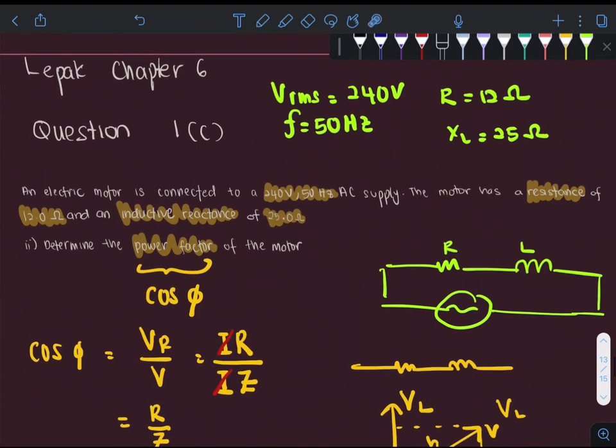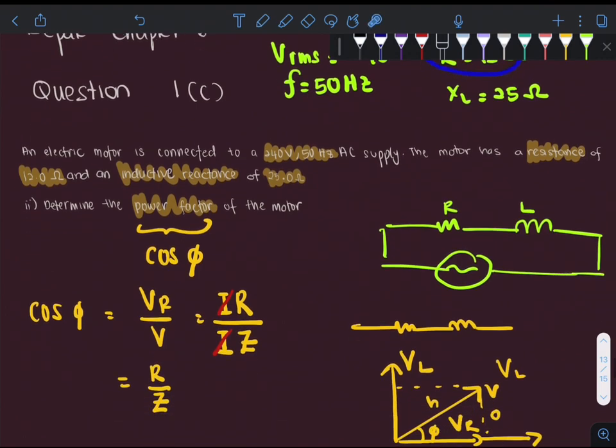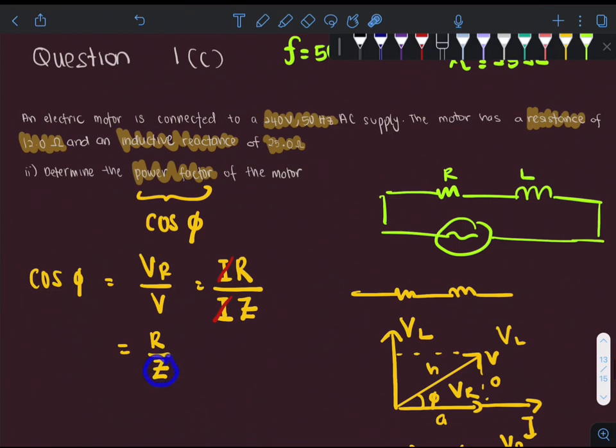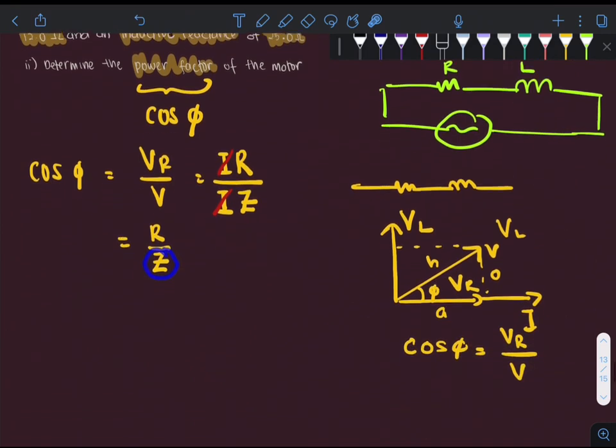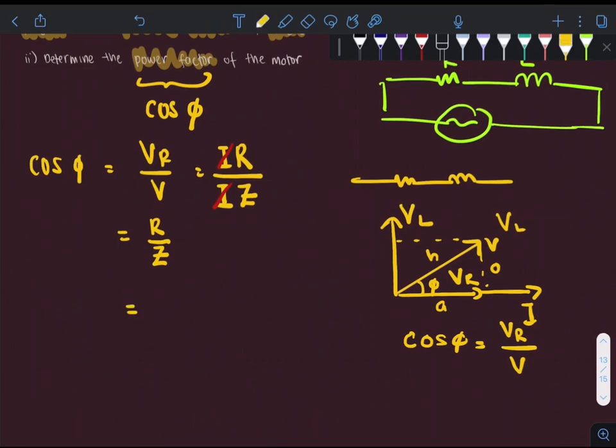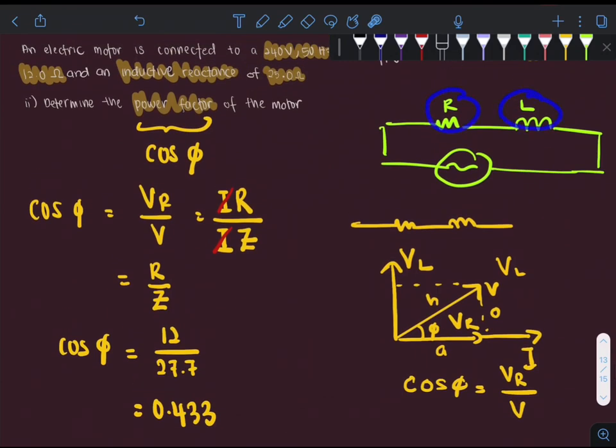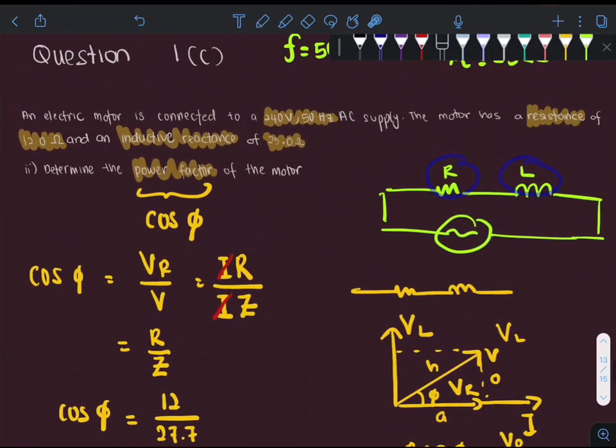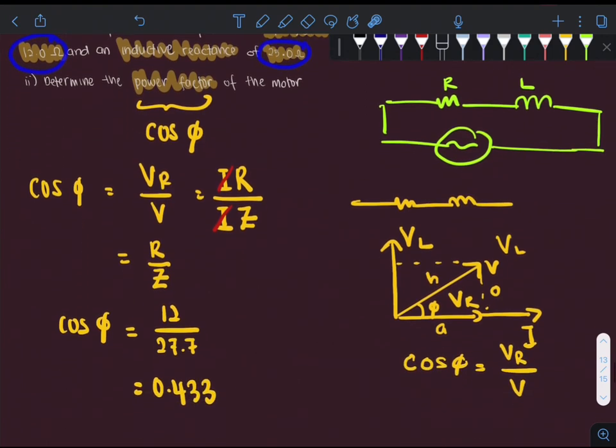As you can see, we have the value of resistance given in the question, and we have already found our impedance from the previous part of the question. Therefore, we can simply substitute the value that we have for the R and Z here to get our power factor. So the power factor here is 0.433. So this is the power factor for an RL circuit with a resistance 12 ohm and also inductive reactance 25 ohm.